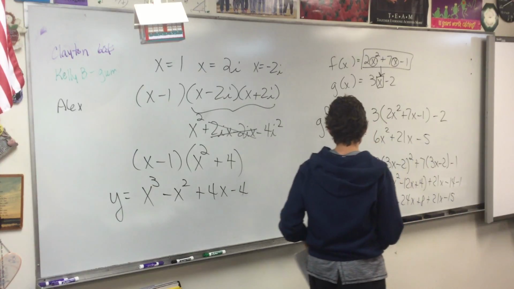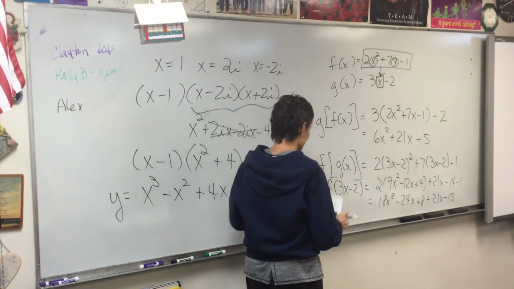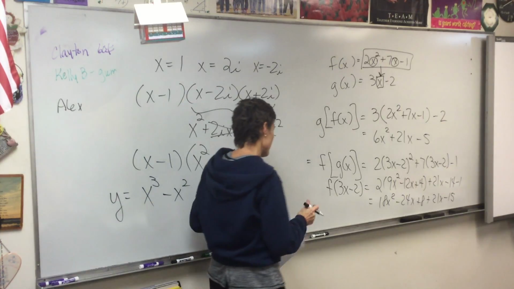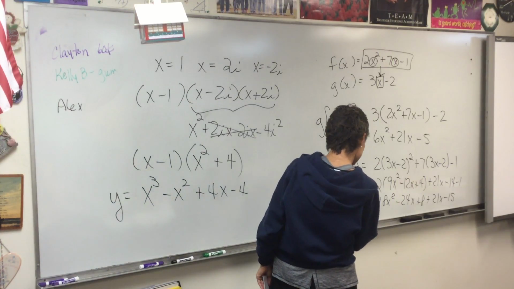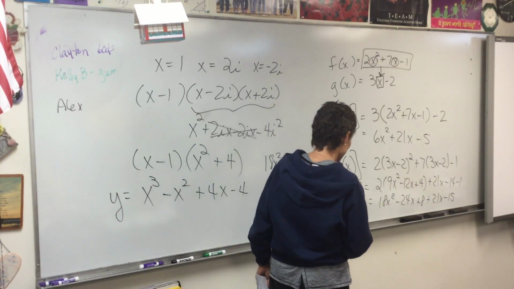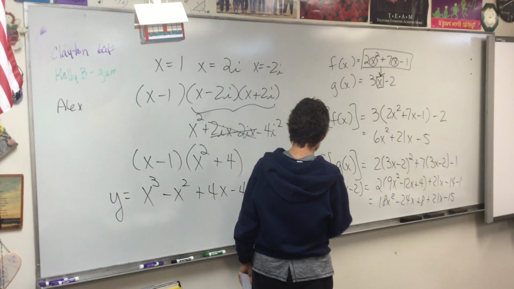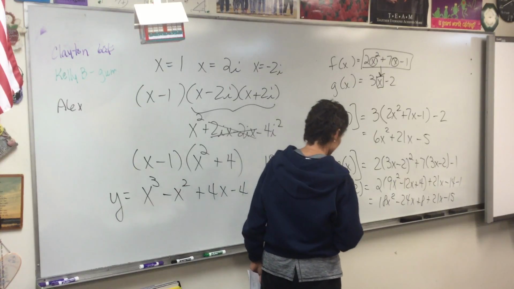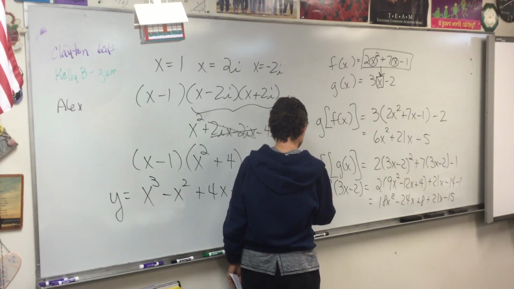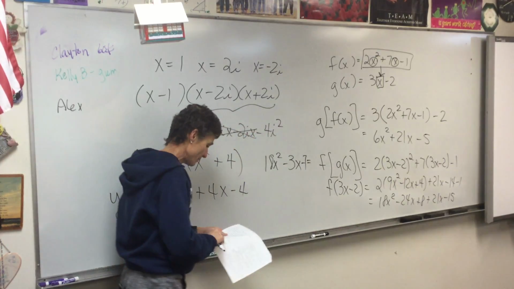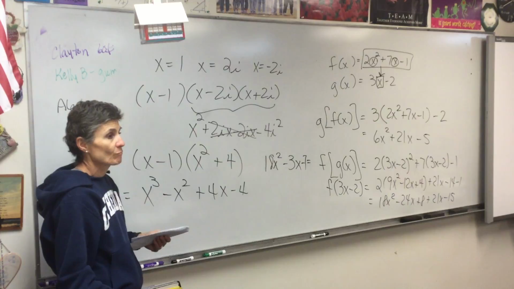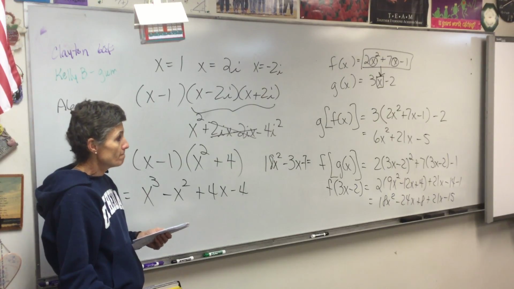So it looks like that final answer, and I think I forgot to do this on the answer key, so you might want to make a note of this. The final answer for this one is 18x squared minus 3x minus 7. I think I forgot to put that down. Okay?